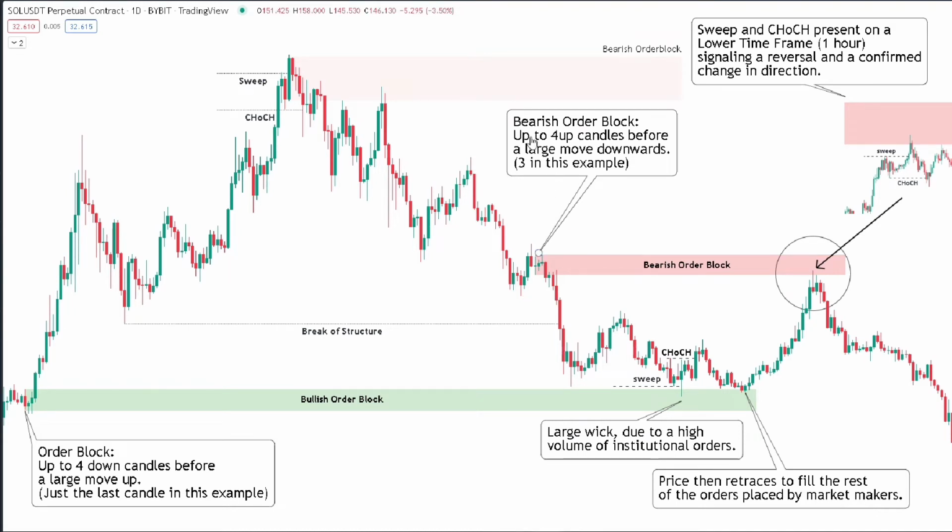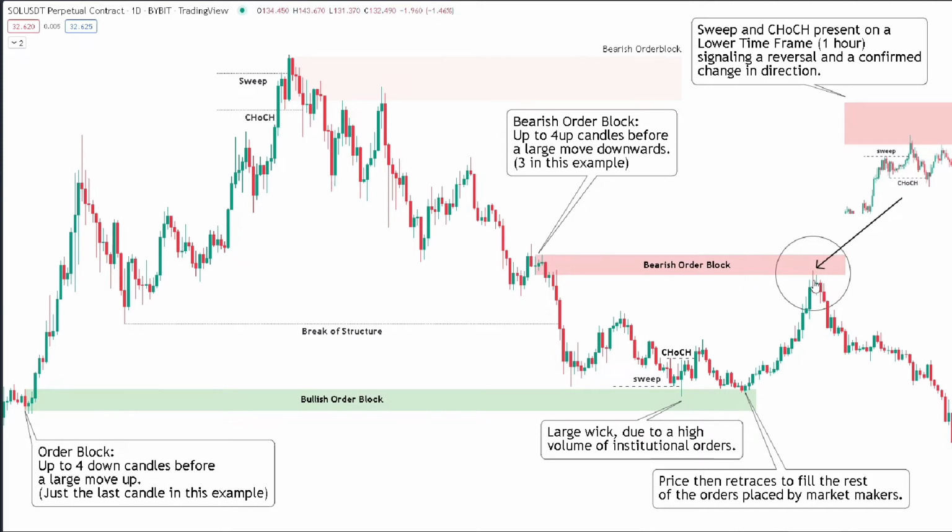And as you can see, it can be up to 4 candles. And right here, we have 3 up candles, and I chose to highlight all 3 of them since they're pretty much in the same area. They cover pretty much the same height. Therefore, this is my bearish order block. And as you can see, it has tapped right in.